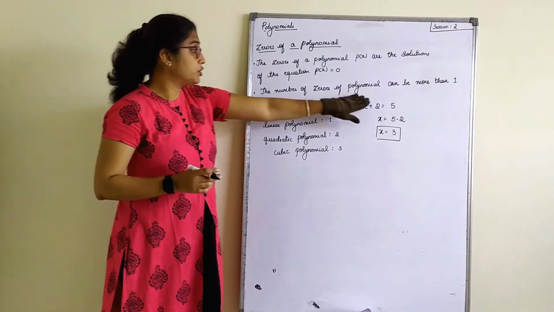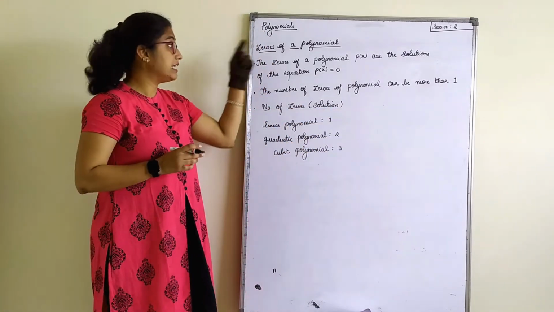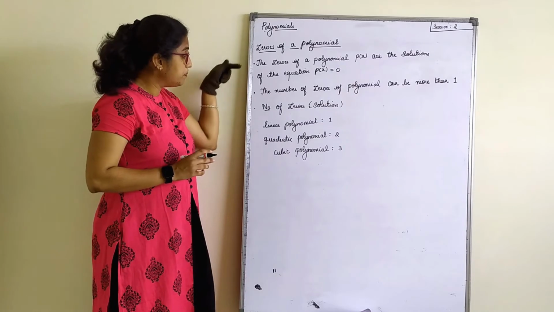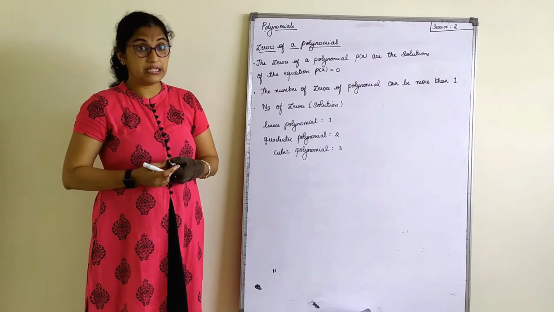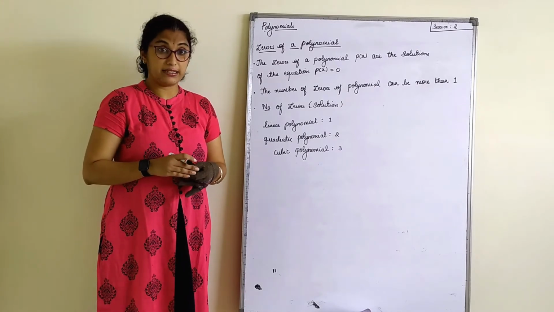So I want you all to write down these things. Give the heading as zero of a polynomial, and please make a note of these 3 points in your notebook before you start the next exercise.